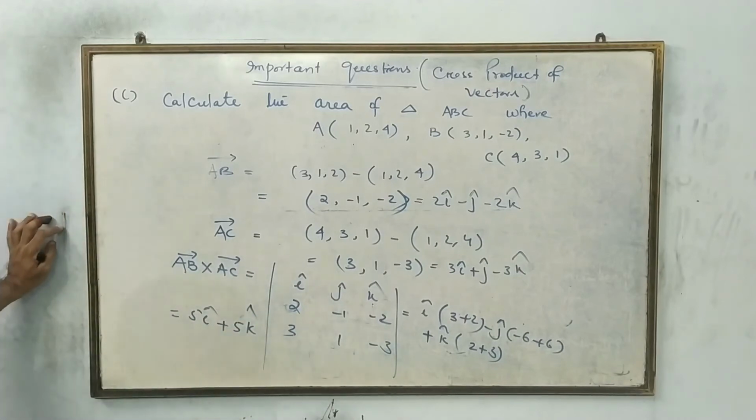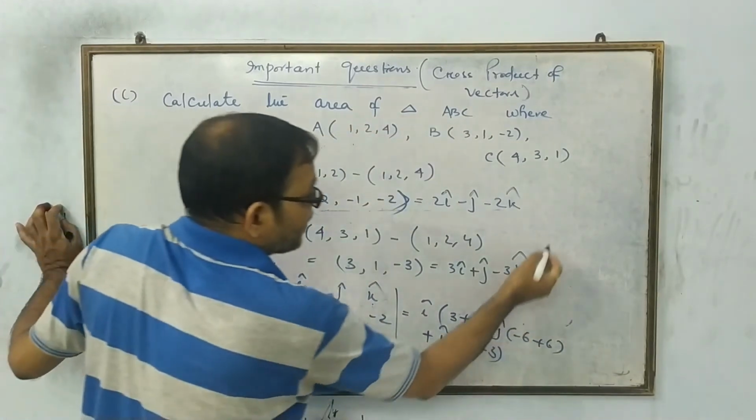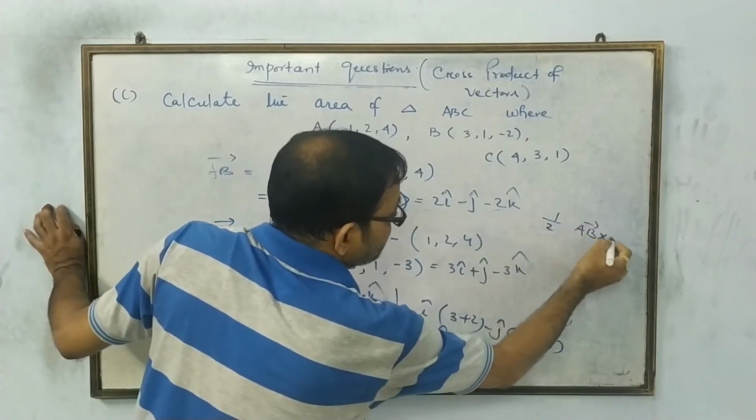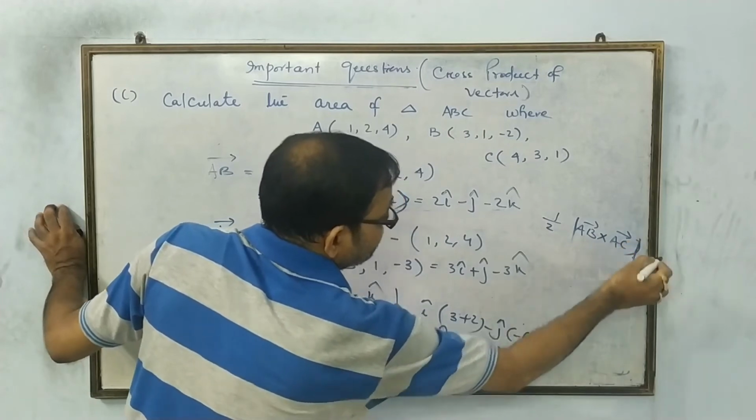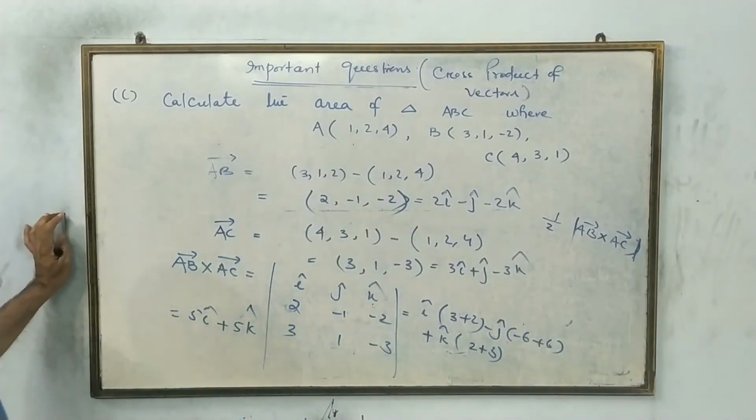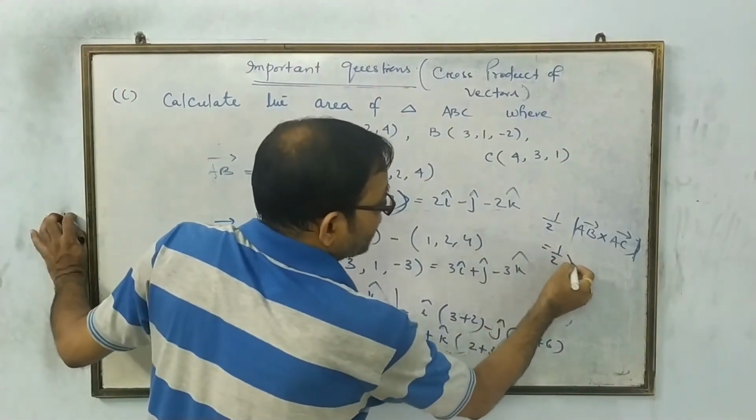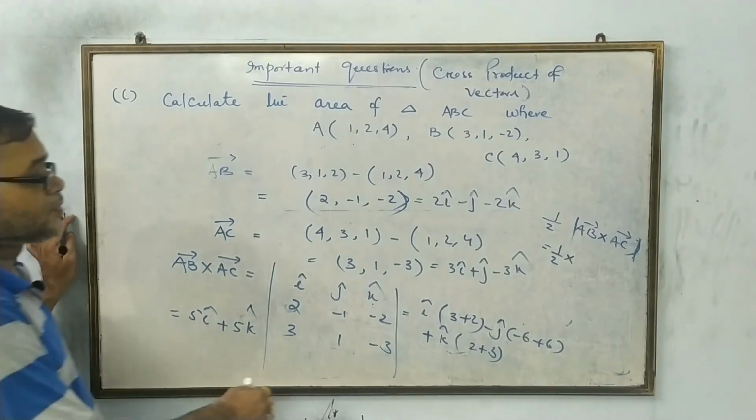AB cross AC. Then we have to find the area of the triangle ABC. What is the formula for area of the triangle ABC? Half of AB cross AC, its magnitude. AB cross AC is 5j plus 5k, its magnitude.